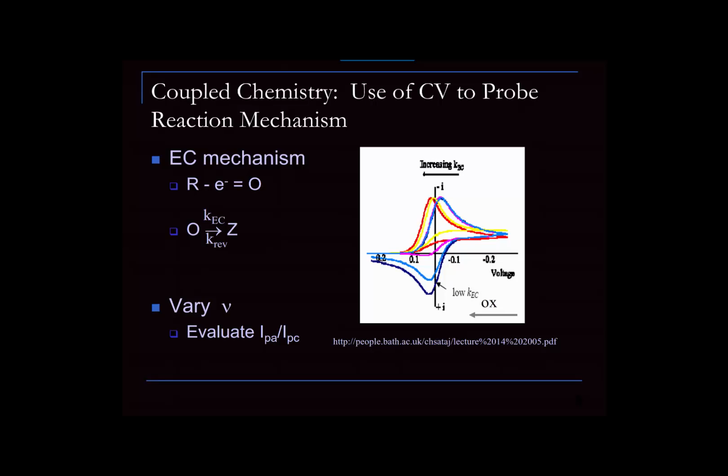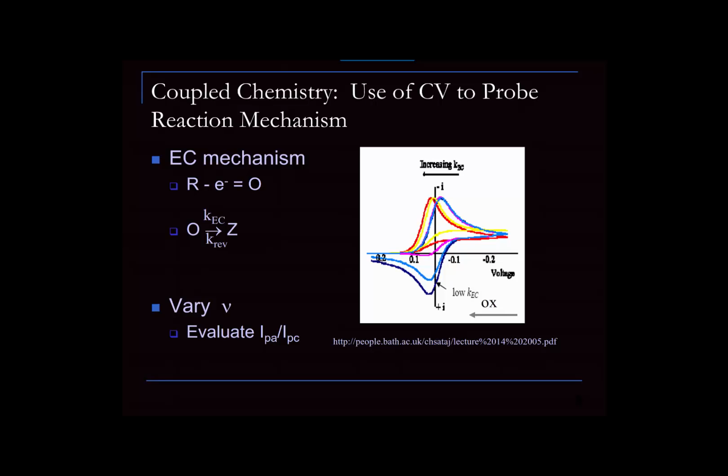So if you have a very slow rate for this second chemical step, then you won't form a lot of Z, and when you change the potential and do the second half of your potential sweep, going back in a reducing sense, then you'll be able to reduce O to R, and so you'll see something that looks like a voltammogram.